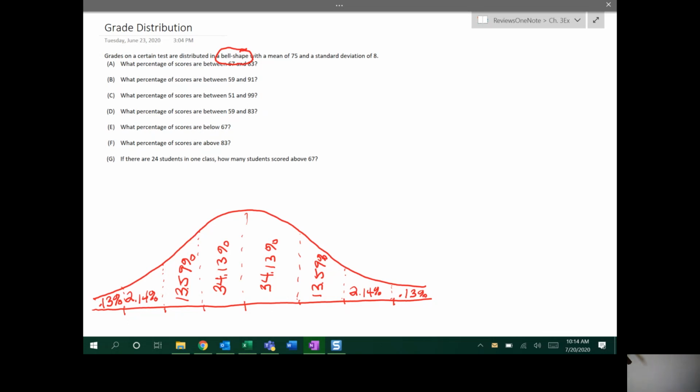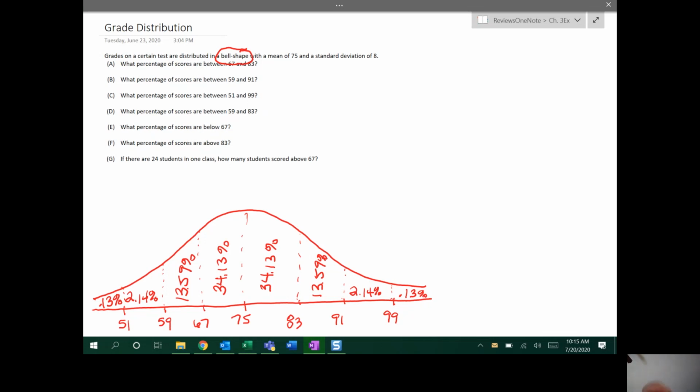And here's the one thing that I'm going to do that's different than in your book. Your book labels the bottom with X bars and S's or mu's and sigmas, but I'm going to put in the actual numbers. Our mean is 75. So it goes here, and then we keep adding the standard deviation of 8. So 83, 91, and 99, and then on the other side we keep subtracting 8, putting in the numbers that actually match the question.